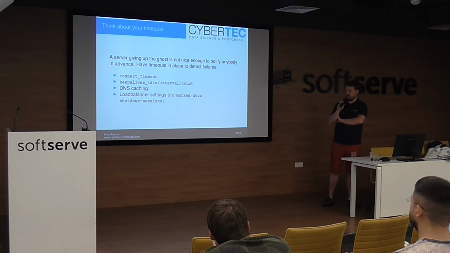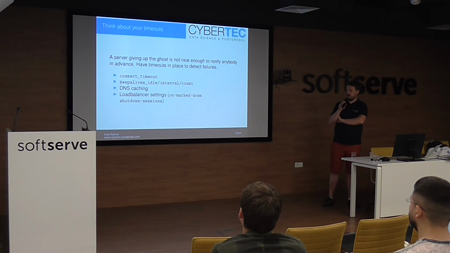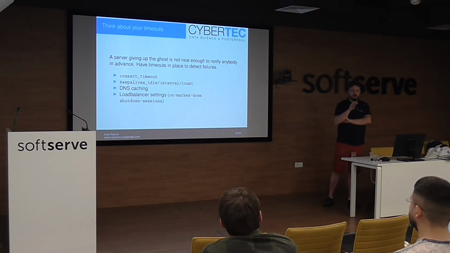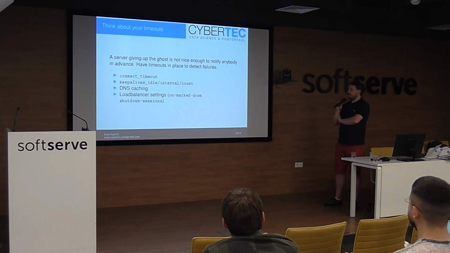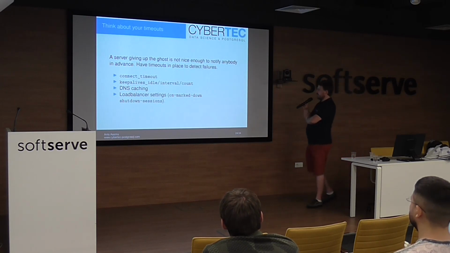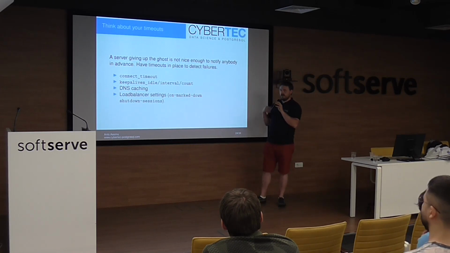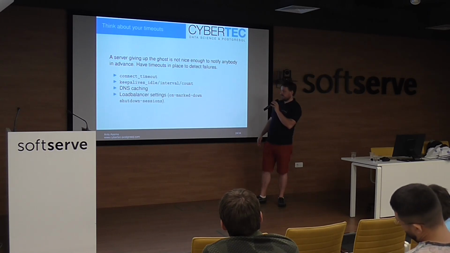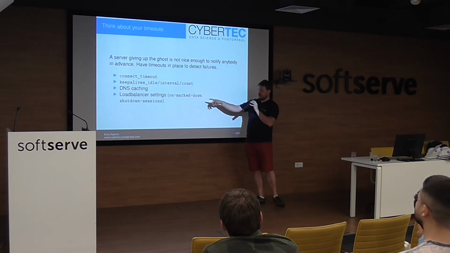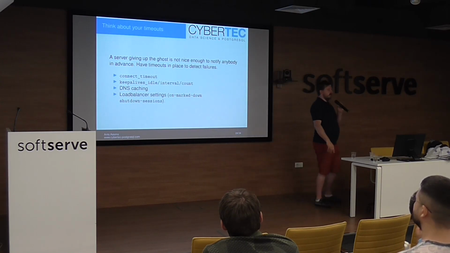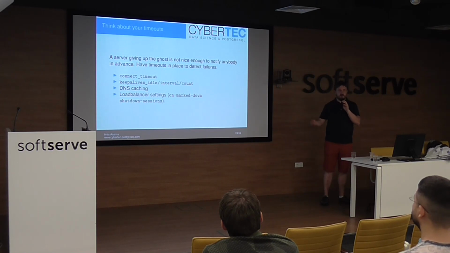DNS caching timeouts, as mentioned: if your DNS is cached for 1 hour, then you will not fail over for 1 hour. And the load balancer settings also matter. So the load balancer has health check times, how often it checks which one is master and which one is not. And it also has "on mark down shutdown sessions", which means that if the load balancer discovers that the old master is dead, it will tell all of the clients that the connection is now terminated because the other node is not happy.